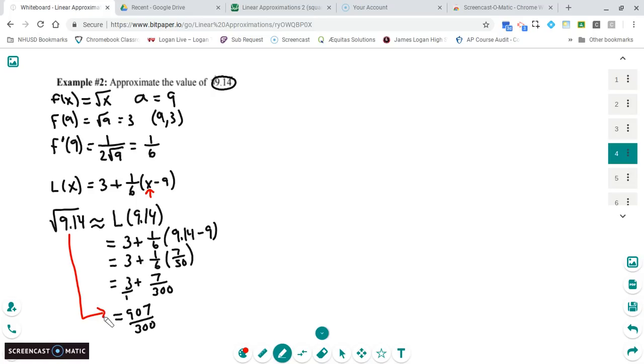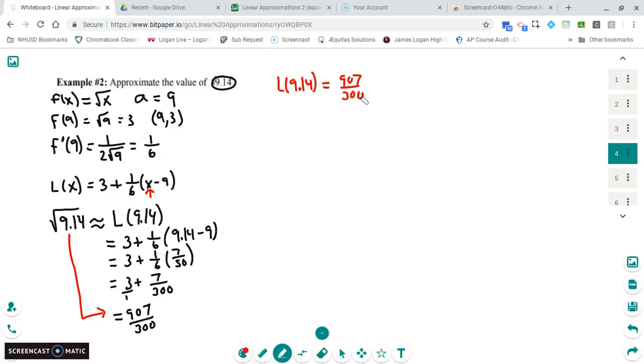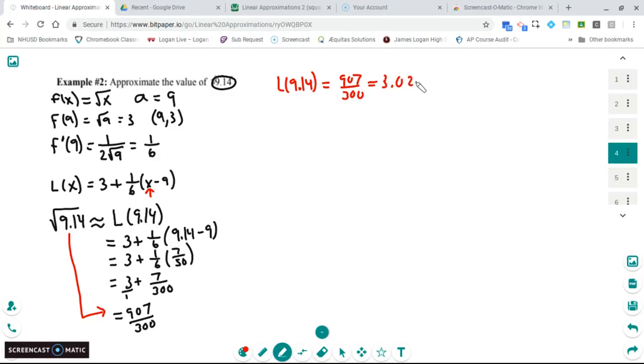So this is my approximation of the square root of 9.14. All right, so let's compare them. L of 9.14 was equal to 907 over 300. And I put that on the calculator, which is 3.023. I'll go to 4 places.